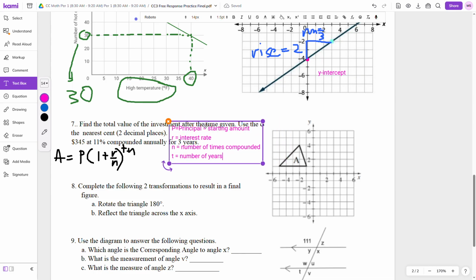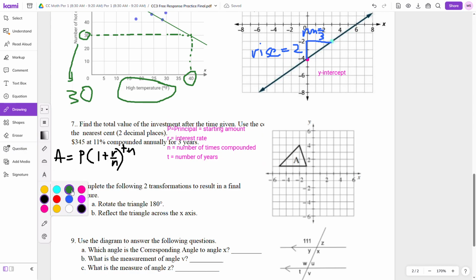So let's put that over here. And let's see what we have. So P is going to equal 345. And I'm just going to copy the rest of this.